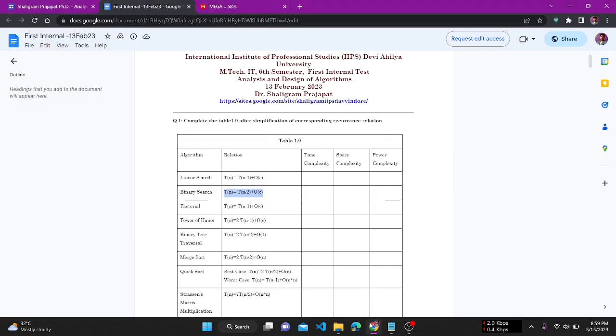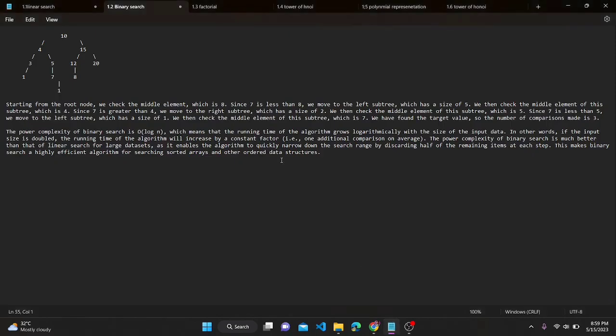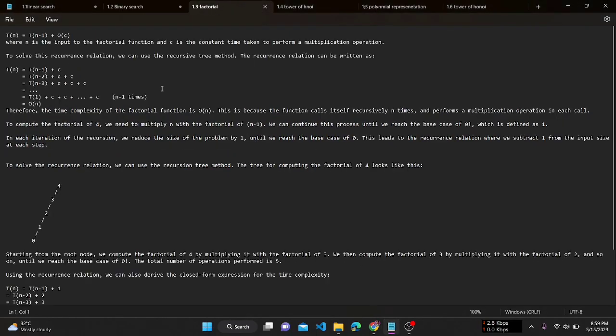Now we will find the time complexity and space complexity of the factorial. So T(n) = T(n-1) + O(c), where n is the input to the factorial function and c is the constant time taken to perform the multiplication operation. To solve this recurrence relation, we can use the recursion tree method.